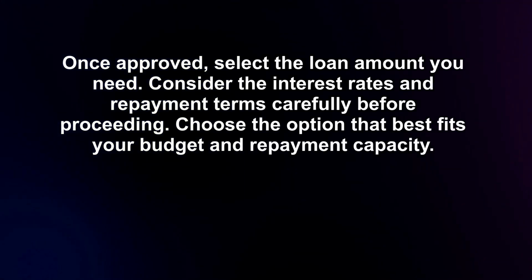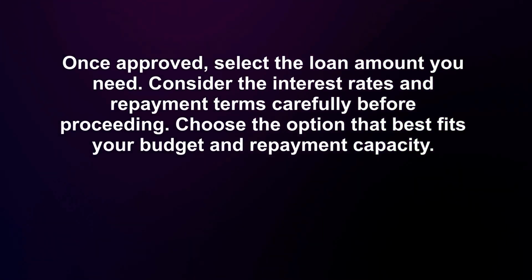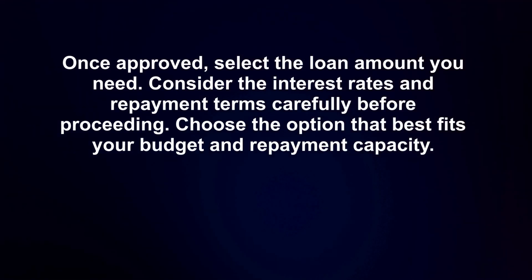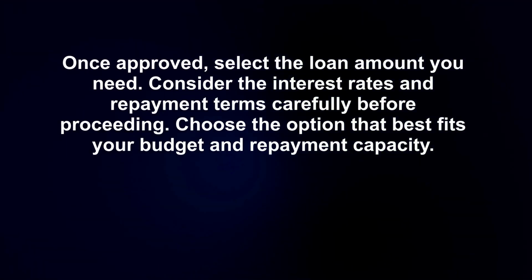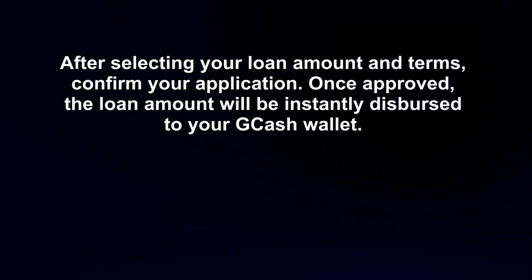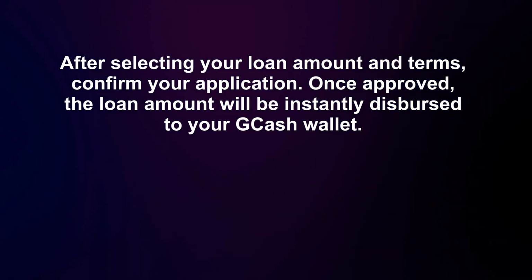Once approved, select the loan amount you need. Consider the interest rates and repayment terms carefully before proceeding. Choose the option that best fits your budget and repayment capacity. After selecting your loan amount and terms, confirm your application. Once approved, the loan amount will be instantly disbursed to your GCash wallet.